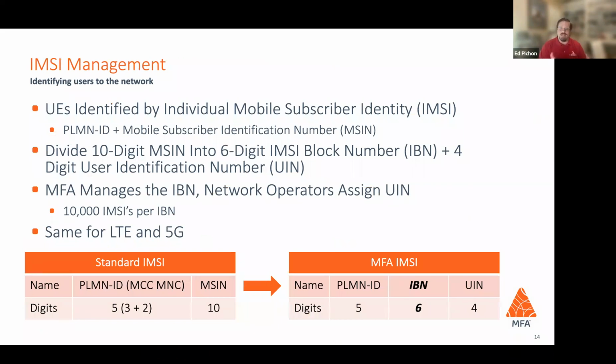Now for the IMSI, we do something a little bit different. Rather than making you come to us for every IMSI you want to issue, we've broken up a component of the IMSI, which by standard is the PLMN ID plus the mobile subscriber identification number, the MSIN. We've divided this 10-digit MSIN into a 6-digit IMSI block number and a 4-digit UIN. We assign the IMSI block number, which then allows you as a network deployer or operator to issue up to 10,000 IMSIs per IMSI block number.